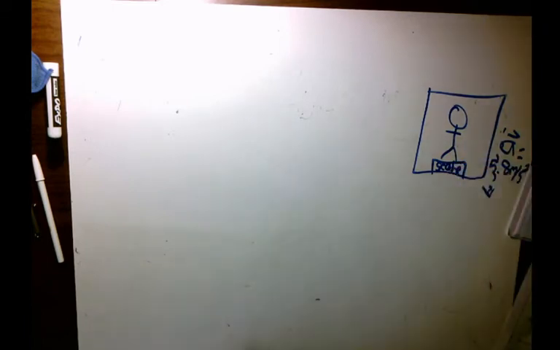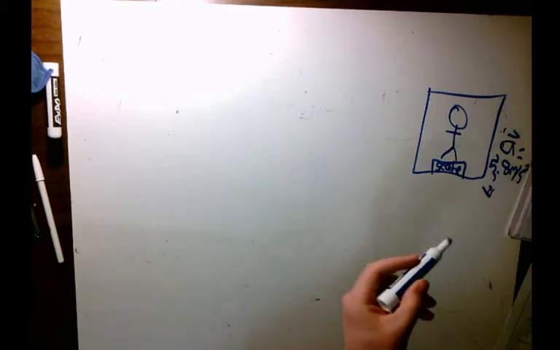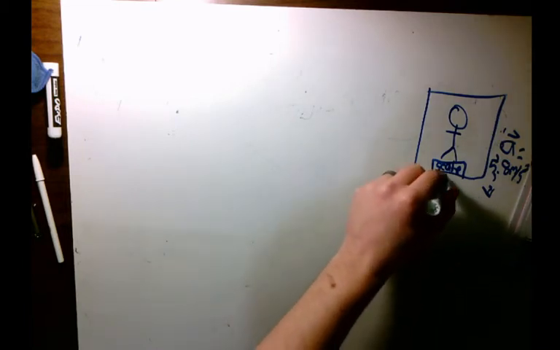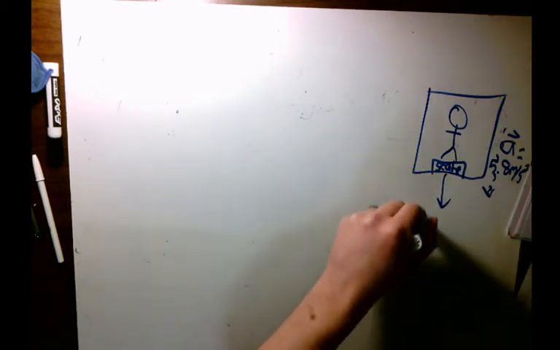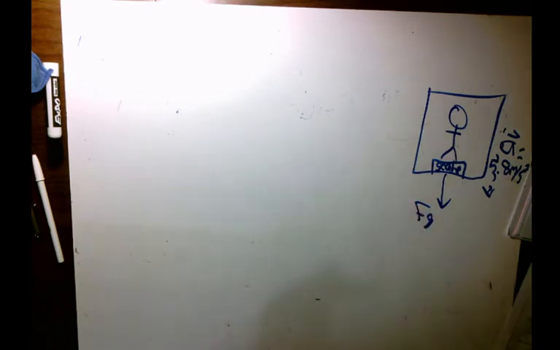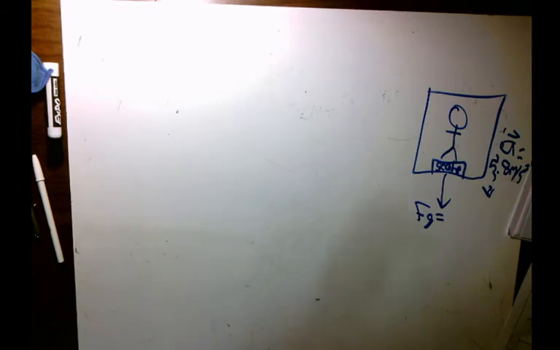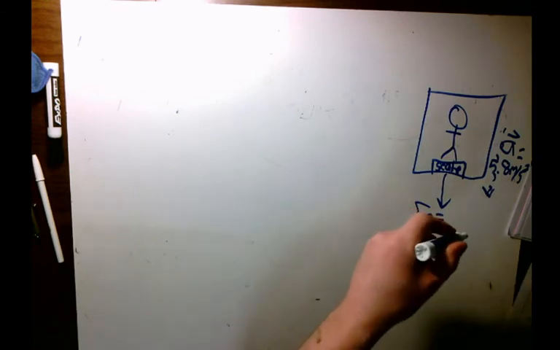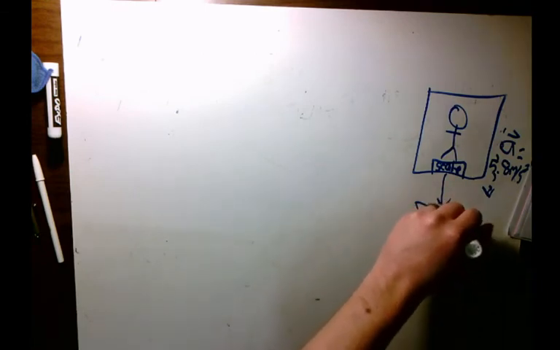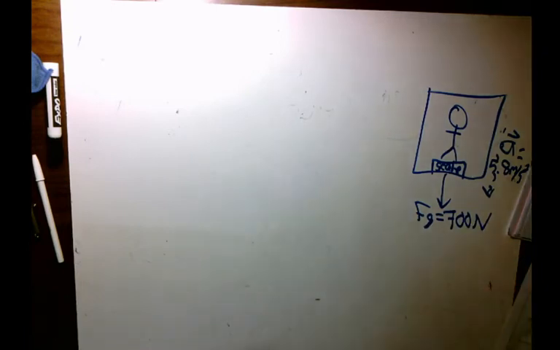Meter per second squared, sorry. So we know how much this person weighs normally, right? The question gives us that they are 700 Newtons. So that would be their actual weight, or their gravitational force. The force of gravity acting on this person, as long as they're on Earth, will be 700 Newtons, pointed down towards the center of the Earth.